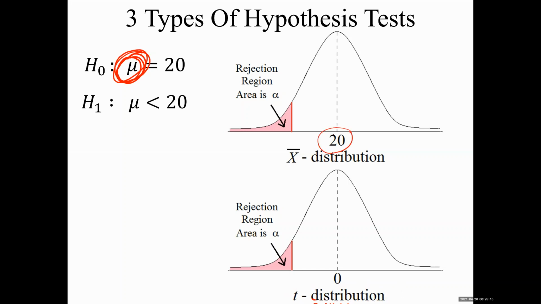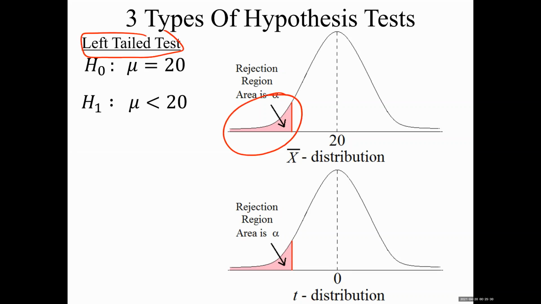Instead of the mean being 20 here, the number here is going to be 0 because it's always a 0 in the middle there. Rejection region still on the left. The area of it is still alpha. Okay. And this type of test is called a left tail test. Left-tailed because the rejection region is in the left tail. Okay, that's one type of hypothesis test. That's if the peasant says less than.